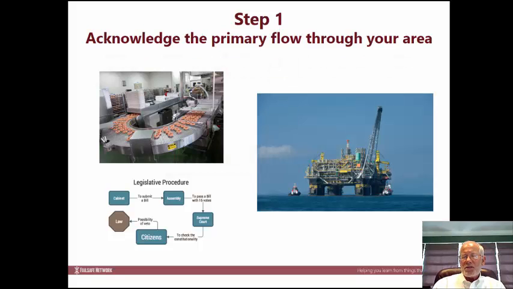It is a six-step process. It's very easy. As I go through this exercise, imagine that you are an area advocate. Try to relate this to whatever area you might work in. So step number one would be where you would acknowledge the primary flow through your area, whatever area that might be. You might be making donuts.